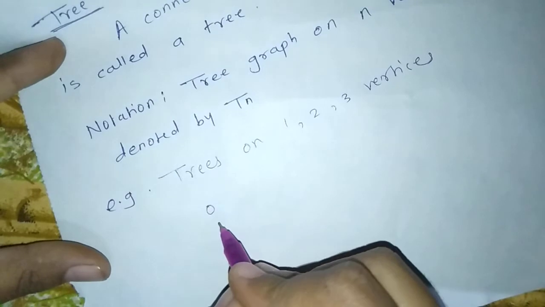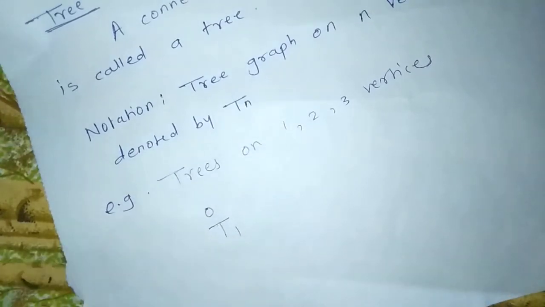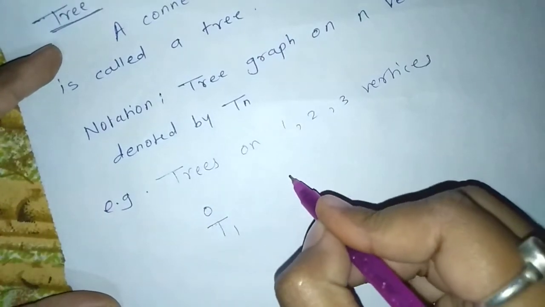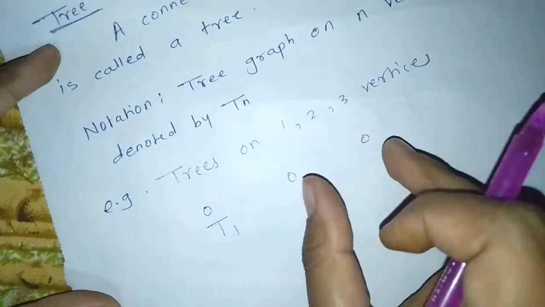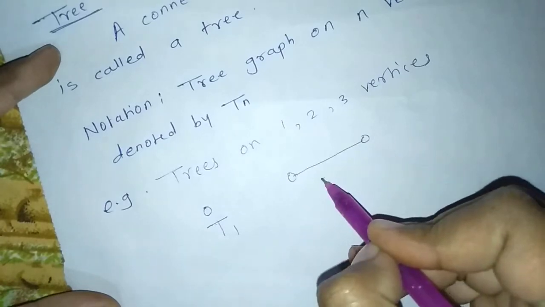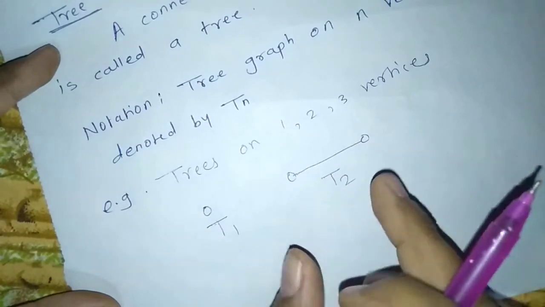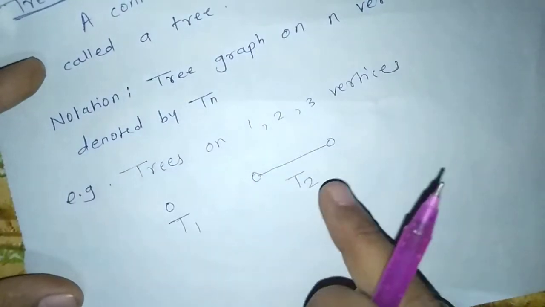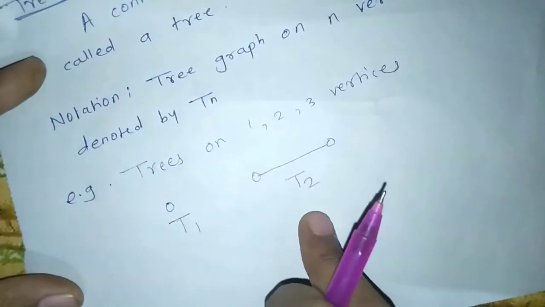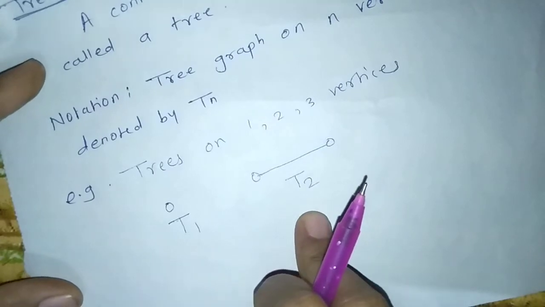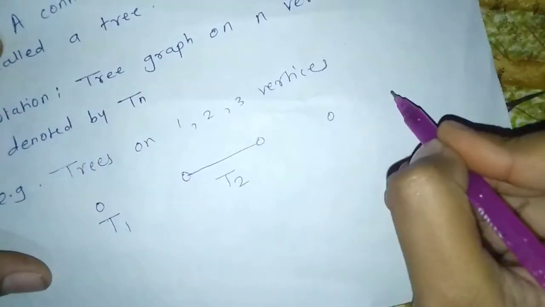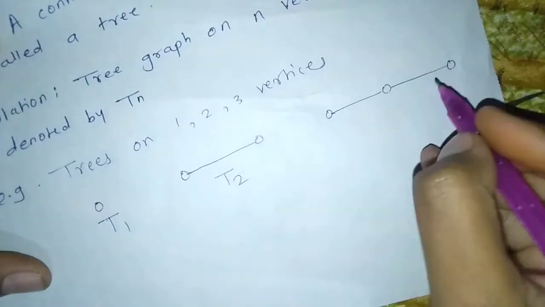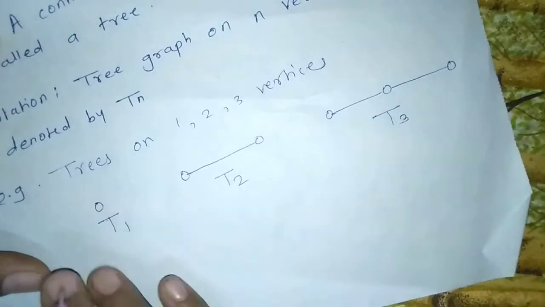First vertices T1. If there is one vertex, can we give an edge? No. So T1 like this. T2 for 2 vertices. These are 2 vertices. Join the edge. So T2, because a connected graph without any cycle. T2 does not contain any cycle, so this is a tree on 2 vertices. Next, for 3 vertices 1, 2, 3. Join these vertices. We get a tree on 3 vertices.